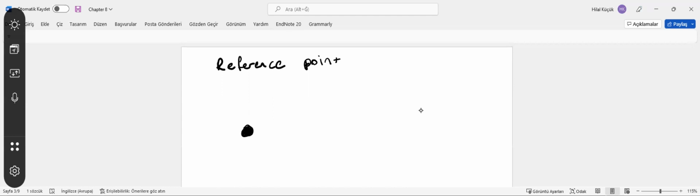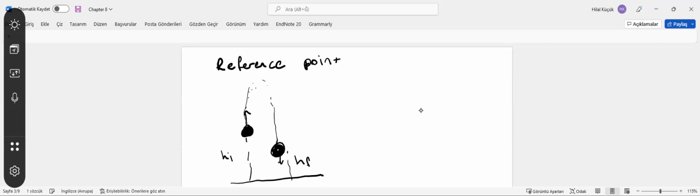I have some ball, and I throw this one and it came here. Say this is h initial and this one is h final. Of course, say h initial, velocity initial, velocity final. Of course, you can write blah blah.